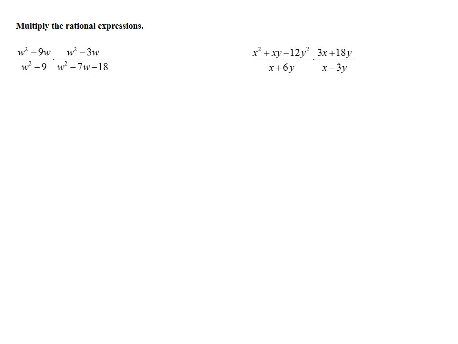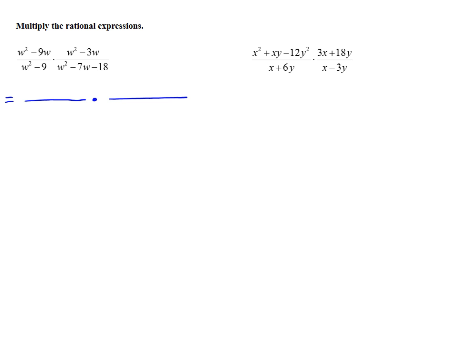Here are 2 more examples of multiplying rational expressions. I recommend you try these on your own, so pause the video. Once you've tried them, unpause, and you can see me work through the problem. So in our first example, w squared minus 9w is over w squared minus 9, and that's multiplied by w squared minus 3w over w squared minus 7w minus 18. What we want to do first in this multiplication process is try to simplify if we can. So we're going to rewrite these fractions in factored form.